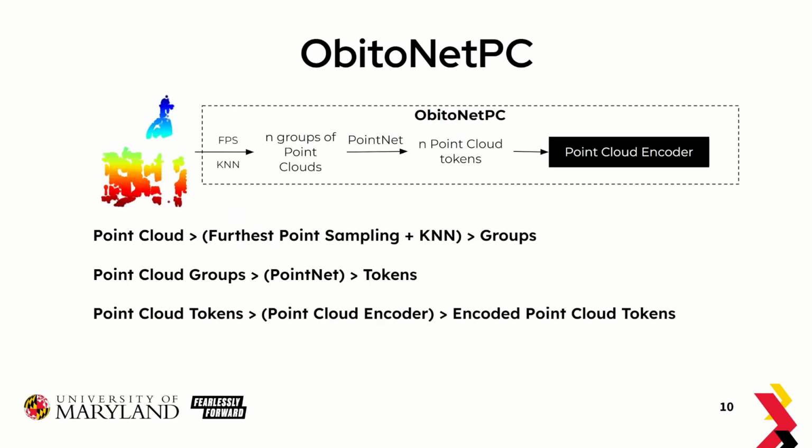Coming to the ObitoNet point cloud encoder, to generate encoded tokens from point clouds, we first apply an algorithm called furthest point sampling and KNN to form n groups of point clouds. The way we get the tokens from these groups is by using a mini PointNet encoder, where we use the latent representation as our tokens. These tokens are passed to our point cloud encoder, which is a transformer based encoder architecture, which gives us the same number of tokens at the end as well, but they are encoded.